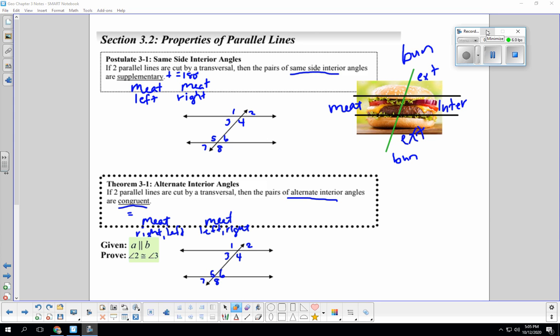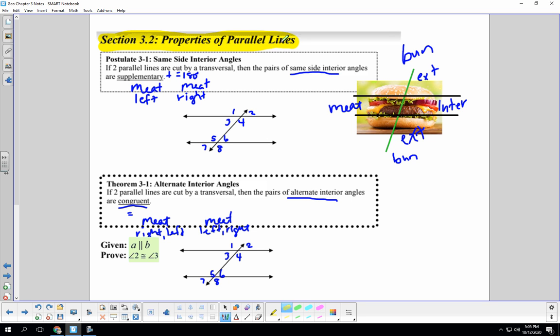All right, let's get started on Chapter 3, Section 2, or Section 2.3, Properties of Parallel Lines. So now we're locking the transversals. We're locking these guys into parallel. So no matter what, those guys are going to be parallel, and we're going to throw a transversal across them.